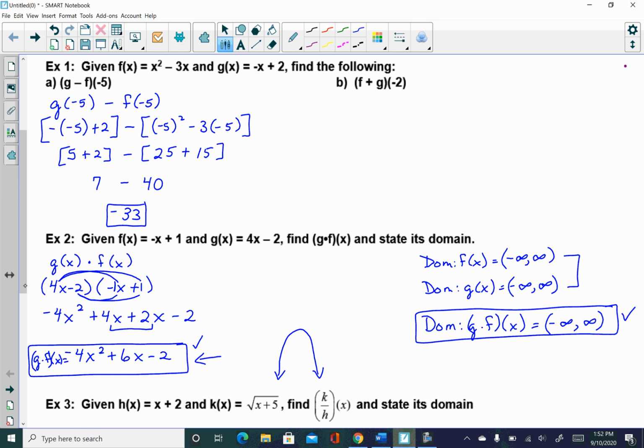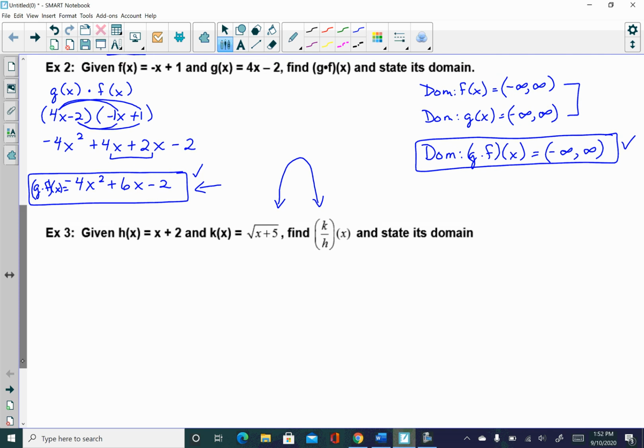Okay. All right, let's move on down to example 3. We'll be stepping it up a notch here. Here I'm giving you a function h of x and k of x.